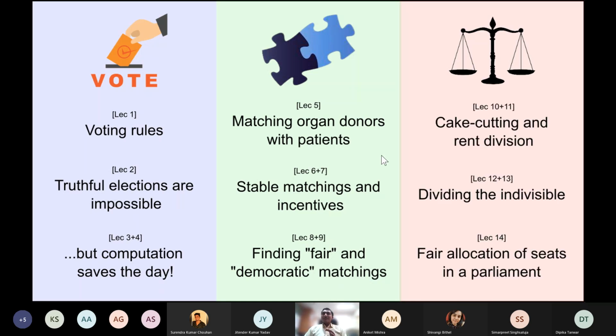And the final part of this course is going to be about fair division, where we will start by talking about two fun problems, cake cutting and rent division. These are about allocating divisible commodities. Then we will get into allocating indivisible commodities. So things that cannot be fractionally allocated, how do you divide them fairly? And time permitting, we'll then look at a slightly different fair division problem, which is about fairly allocating seats in a parliament. There's a political twist. Okay, so this is roughly how this course is going to look.